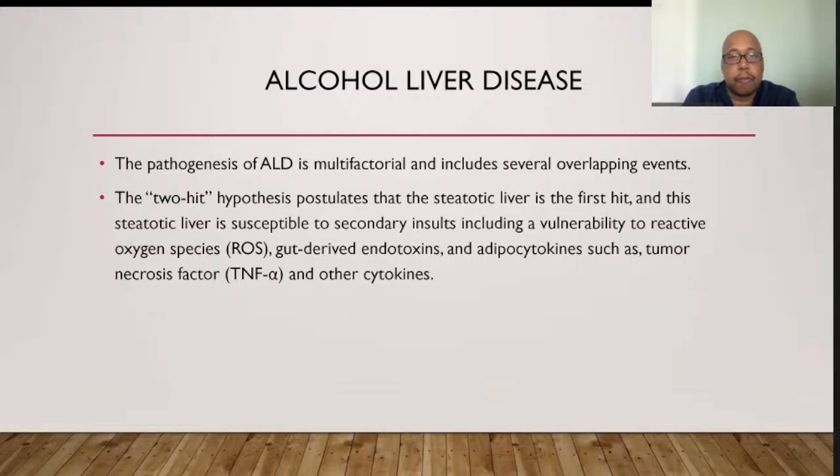One of the things I wanted to mention is the two-hit hypothesis, which postulates that first you have the fatty liver, and then this fatty liver is susceptible to secondary insults that are going on in the background and further drive the progression of the patient from steatosis on to fibrosis and on to cirrhosis. Next slide.